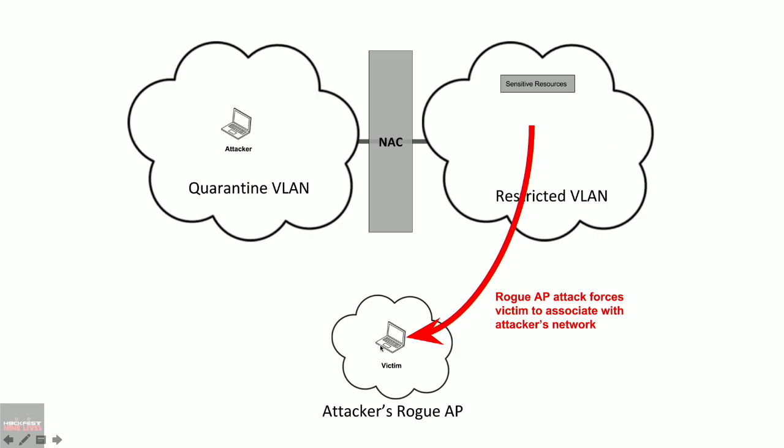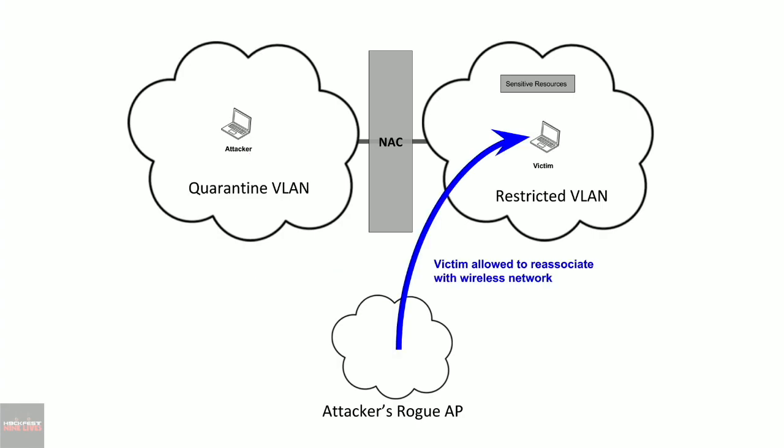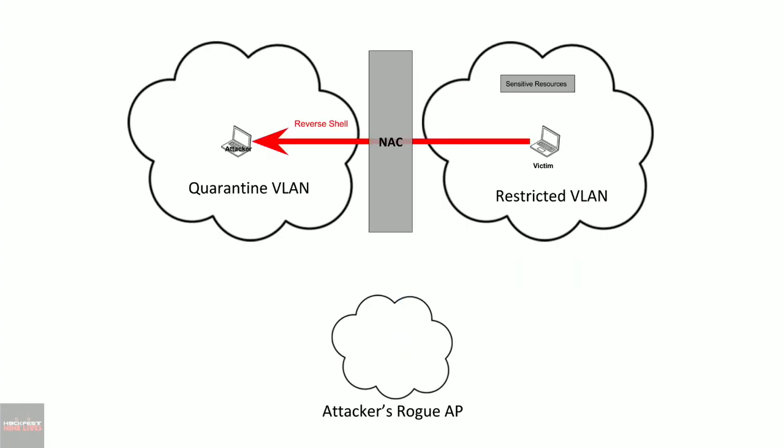At this point, we perform the hostile portal attack, once again using this second wireless interface, and use this to capture NTLM hashes from the victim. At this point, we crack the hashes offline. We might have to come back and pick up the attack where we left off. But at this point, we essentially kill our rogue access point, and this allows the victim to reassociate with the target network. So, at this point, this still is an authorized device. So, the device will get moved back over to the restricted VLAN, which is where we want to go. And at this point, we wait for the reverse shell, and we've successfully bypassed the NAC.